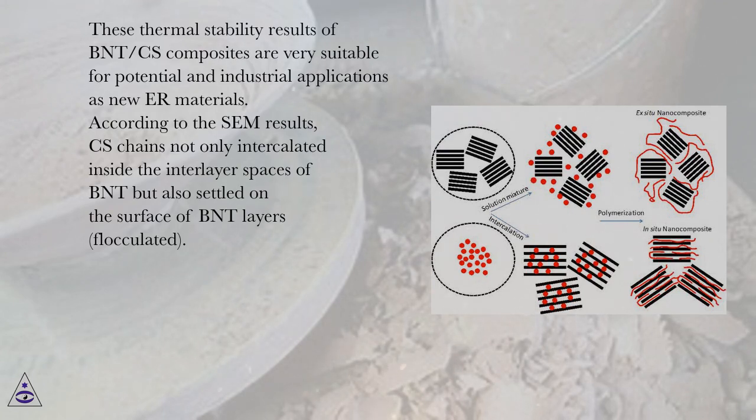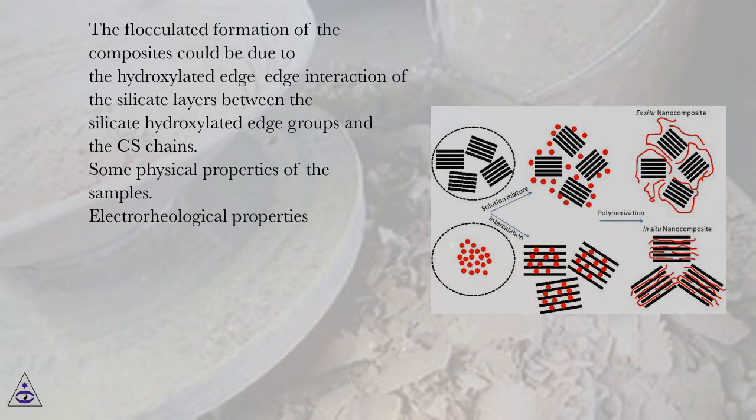According to the SEM results, CS chains not only intercalated inside the interlayer spaces of BNT but also settled on the surface of BNT layers, flocculated. The flocculated formation of the composites could be due to the hydroxylated edge-edge interaction of the silicate layers between the silicate hydroxylated edge groups and the CS chains. Some physical properties of the samples.